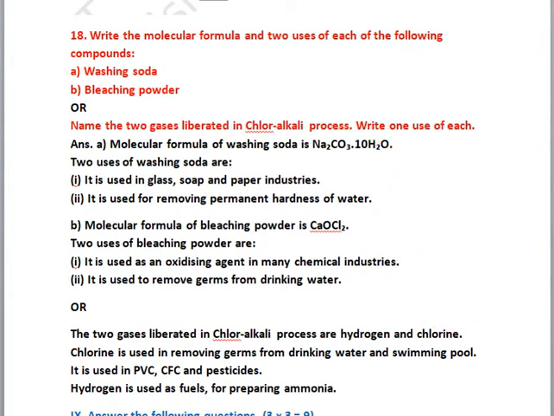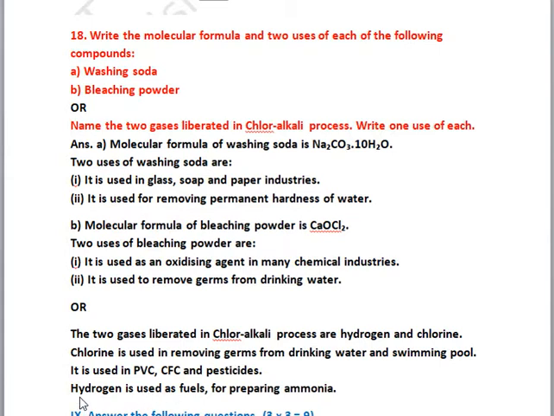After that we have to write the uses of each of the gases. So as you know, chlorine is used for removing the germs from drinking water. This is one of the uses, and it is also used in swimming pools. It is used to make PVC, CFC and pesticides also: polyvinyl chloride, chlorofluorocarbon, and even in many pesticides chlorine is used. Any one use you can write from here. No need to write so many uses.